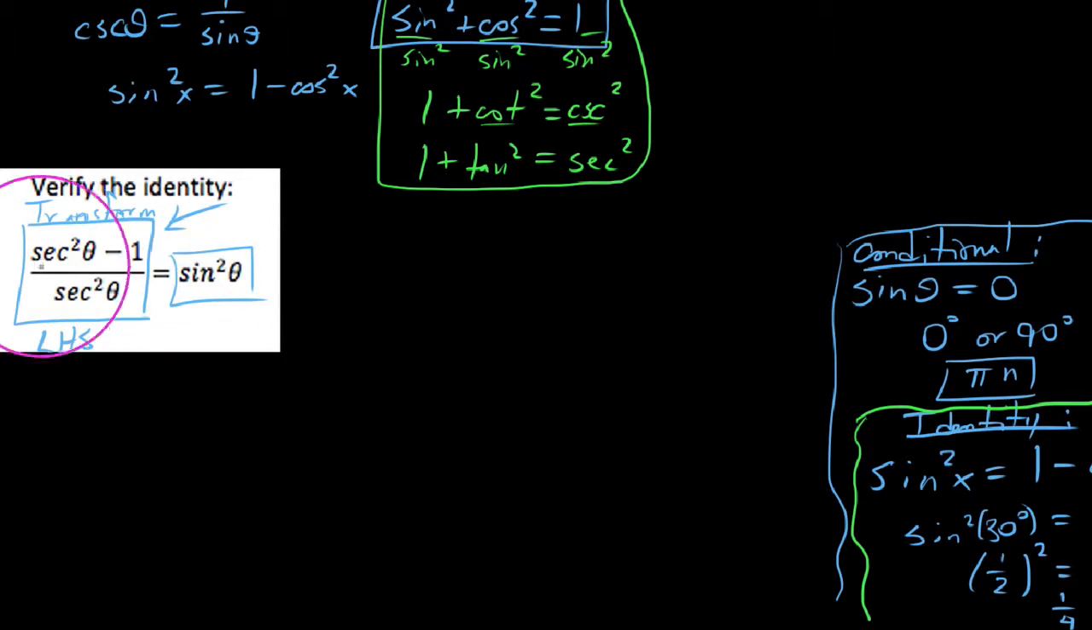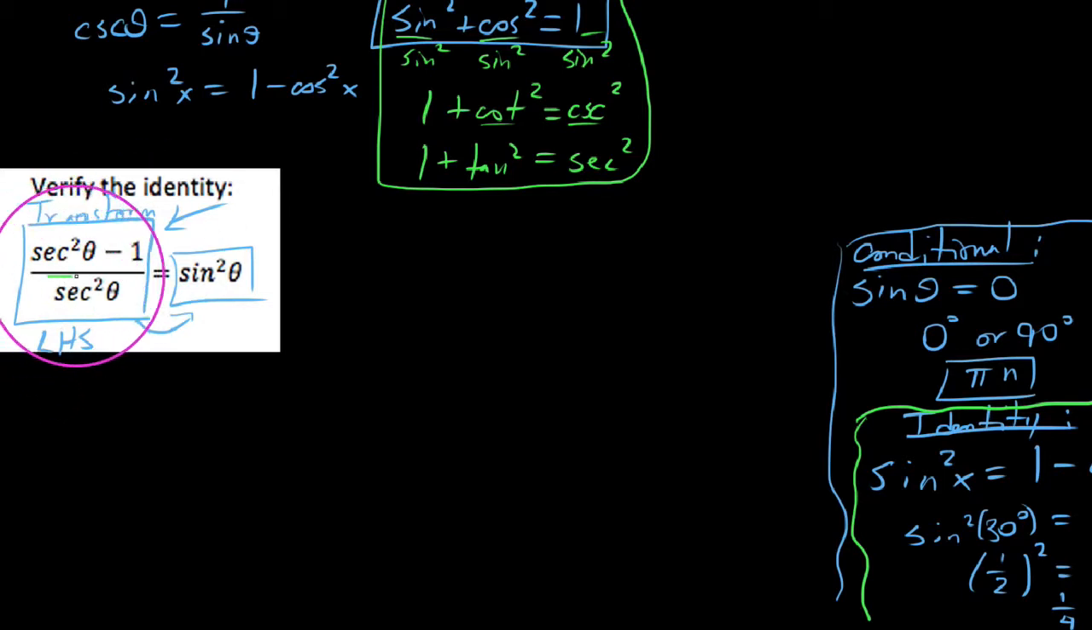We are going to work with only one side at a time because it is an identity statement, not a conditional statement. So let's take a look at this left side. It says secant squared of theta minus 1 over secant squared of theta. We want to prove that this actually comes out to be sine squared of theta. So what are some things we can do here? I'm going to point out a few that we can do, and we'll work with them both and show you that there's more than one way to get there.